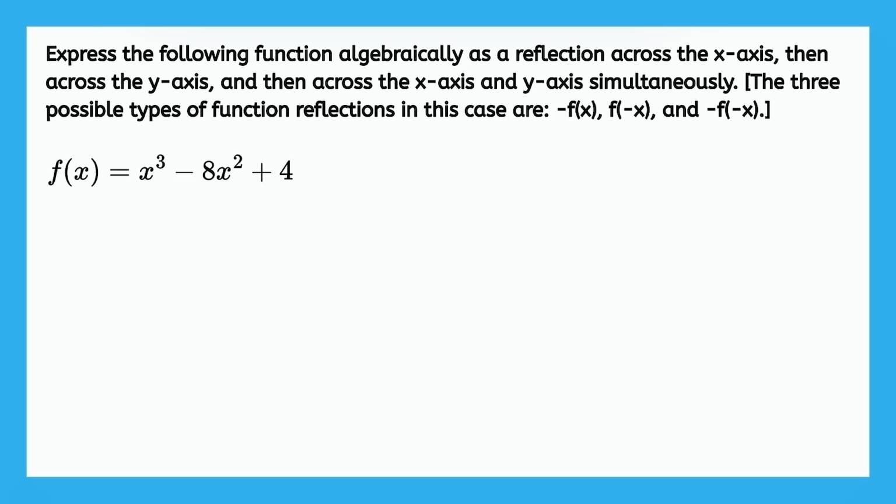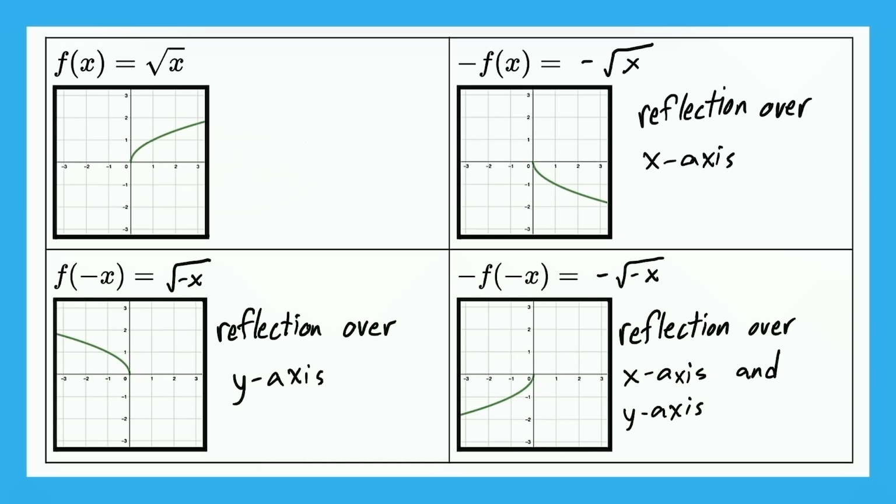And just like we talked about above, once again it says the three possible types of function reflections in this case are negative f of x, f of negative x, and negative f of negative x. So all this is saying is to do with this function what we did above with the square root of x. So for the first part of the question, we're going to make the entire function negative, and then for the second part of the question, we will make every x negative, and then for the last part, we will make the entire function negative and every x negative, and simplify in each of these wherever we can.